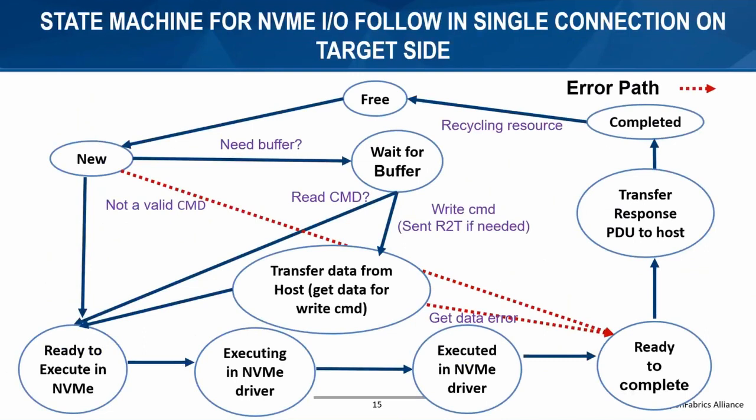This page shows the state machine to handle the NVMe IO for each connection on the target side. We just create several states, like the NVMe TCP request is free, is new, is waiting for buffer, or the other status. I think that if you want to deeply understand the SPDK NVMe TCP transport implementation, if you read the code, you can just use this diagram, and it is very, very good for you to understand all the code in SPDK's TCP transport implementation.